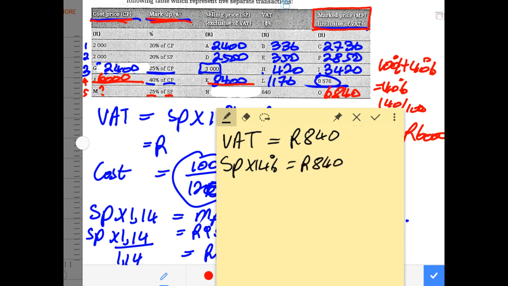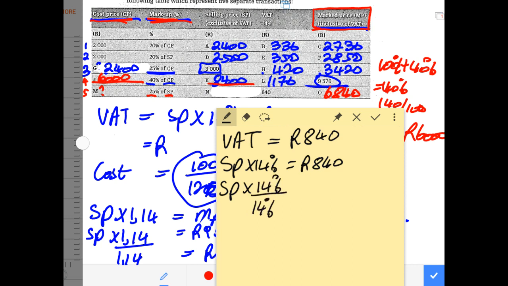Remember, the previous method was calculating VAT on a VAT inclusive amount. That means we were calculating VAT from the marked price. But now, how do we calculate VAT from the selling price, not from the marked price? Then it will be selling price times 14%. But we are looking for the selling price, not selling price times 14%. Therefore, now we can say times 14%, divide by 14%.